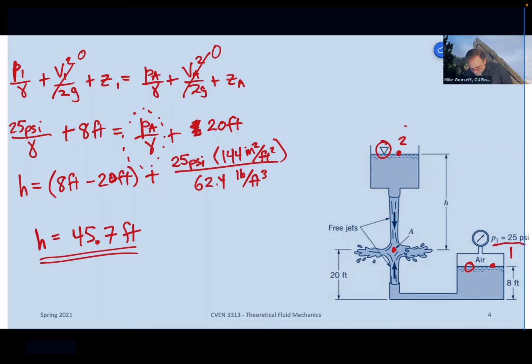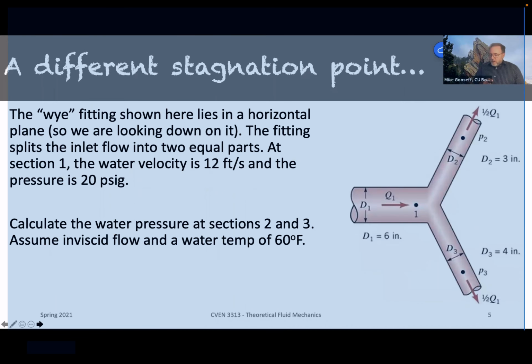Okay, terrific. All right, now I'll read through this, but then I just want to take a moment to make sure that we're all on exactly the same page here. So the Y fitting shown here lies in a horizontal plane, so we're basically looking down on it. The fitting splits the inlet flow into 2 equal parts. So when you say splits the inlet flow into 2 equal parts, that means that you can see here Q2 is equal to half of Q1 and Q3 is also equal to half of Q1. Okay, so just as an FYI, that's an important component of this.